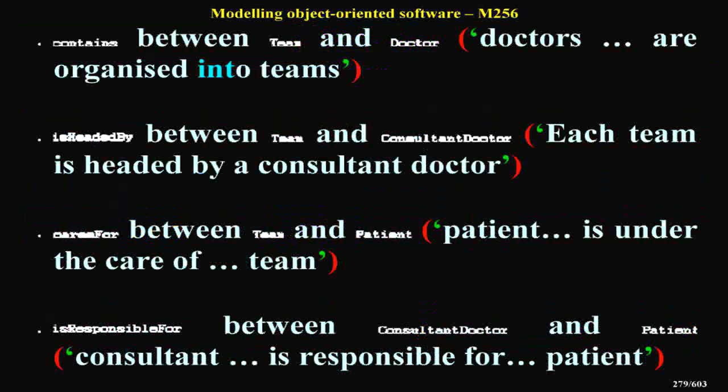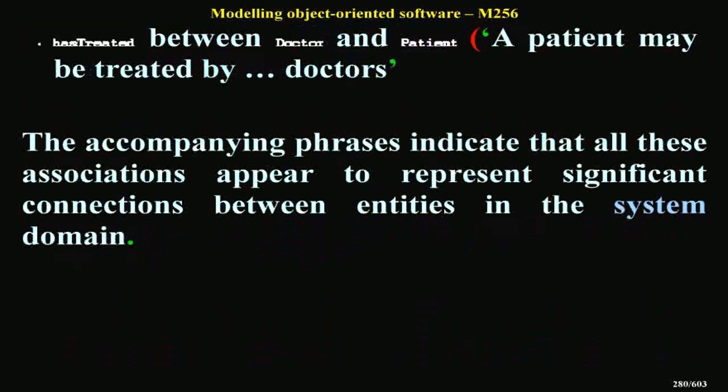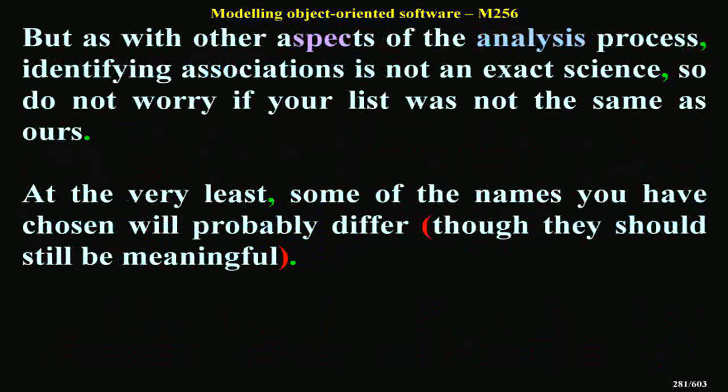Between and patient is under the care of team. Between and consultant is responsible for patient. Between and a patient may be treated by doctors. The accompanying phrases indicate that all these associations appear to represent significant connections between entities in the system domain. But as with other aspects of the analysis process, identifying associations is not an exact science, so do not worry if your list was not the same as ours. At the very least, some of the names you have chosen will probably differ, though they should still be meaningful.